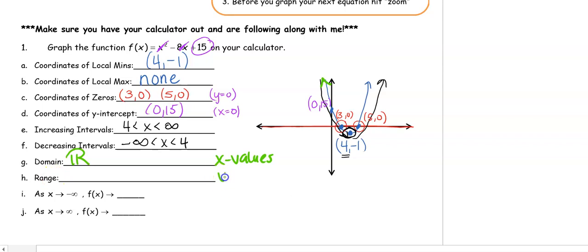Your range is the y values. So that's your movement up and down. As I go up and down, I notice that this is going to be the lowest my graph ever reaches. My graph never goes below this point because it's facing up each time. Don't forget that this is the y values. So my graph is going to be everything above a negative 1.